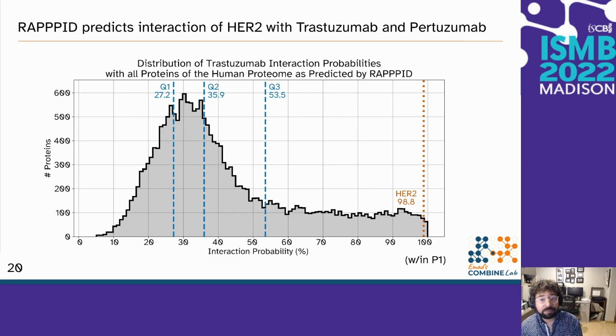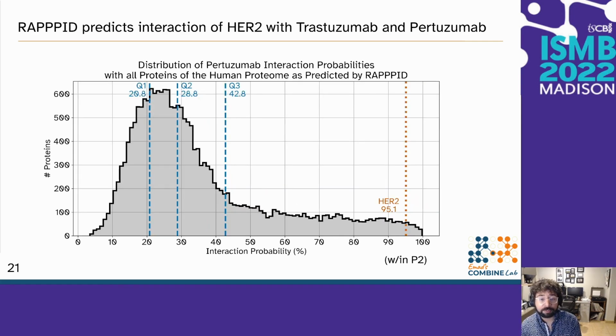What you see here is a distribution of the interaction probabilities between trastuzumab and all the human proteins in the UniProt dataset. On the x-axis is the interaction probability, and on the y-axis is the absolute number of proteins with that probability. Here we see that HER2, which is our target, is within the first percentile of proteins predicted to interact with trastuzumab, with a predicted interaction probability of 98.8%. Similarly, for pertuzumab, our target is within the second percentile.